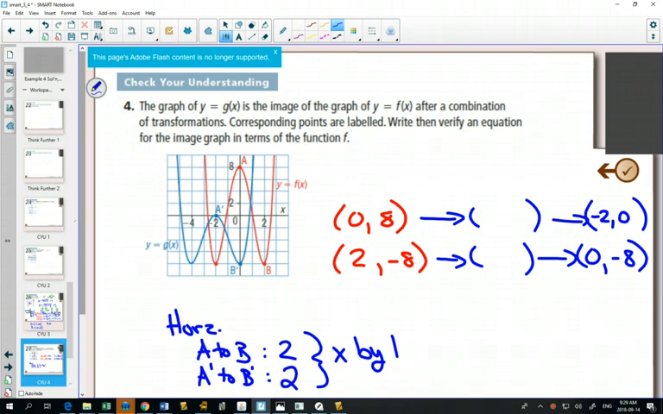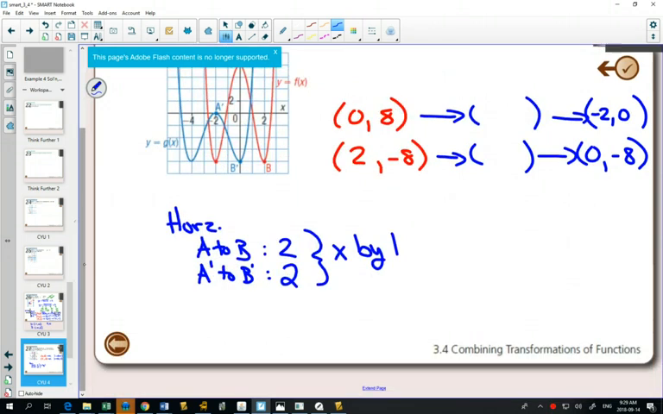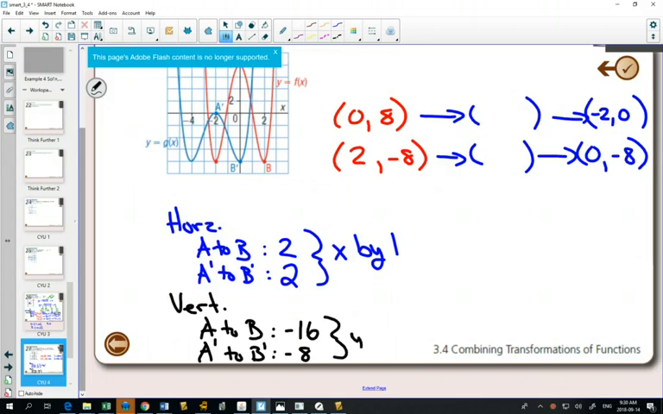When we look at our vertical distances, though, from A to B, if we start up at the top at A at 8 and we go down to B, we go down 16. And from A prime to B prime, we only go down 8. That means our y values have been multiplied, and they've been multiplied by a half.